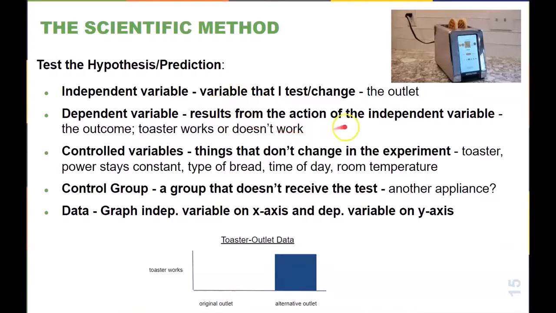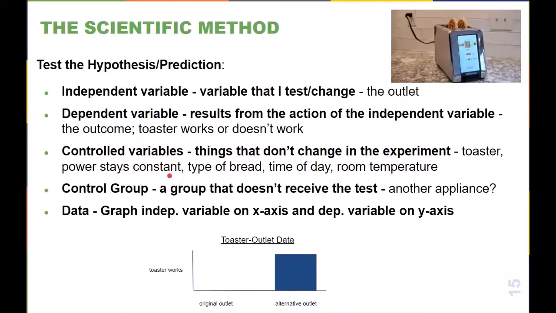The dependent variable results from the action of the independent variable. So I like to say the dependent variable depends upon the independent variable, okay? So it's the outcome. So what happened? What happened in your experiment? That's what it is. The toaster works or doesn't work. So in this case, those were our two outcomes from our experiment. Either it's going to work or it's not going to work. So that's what we're trying to see.